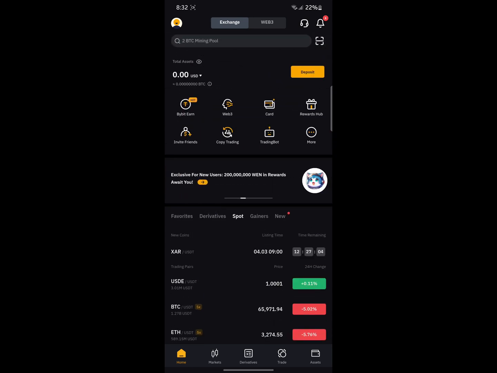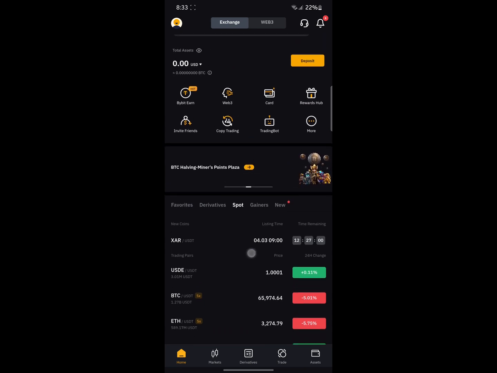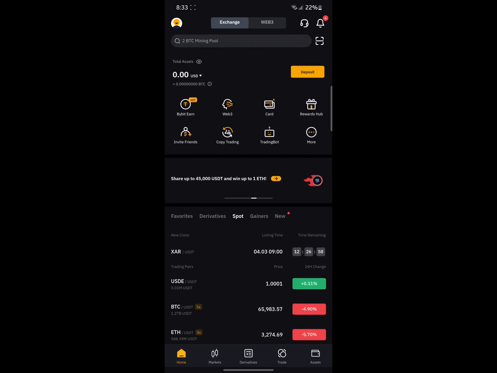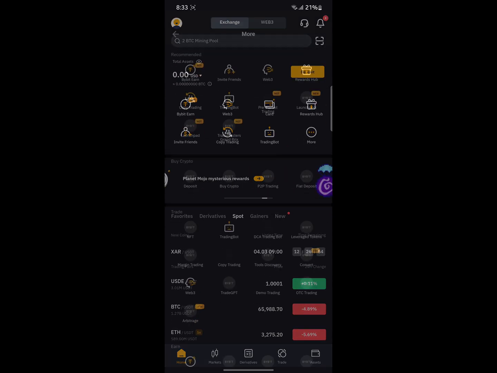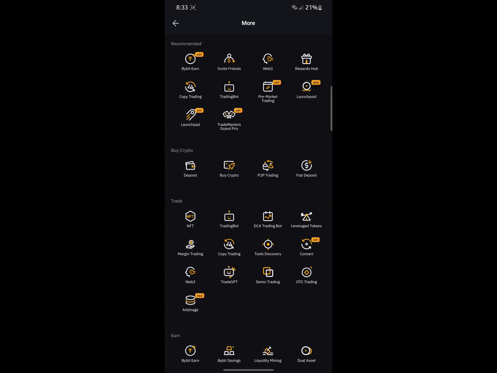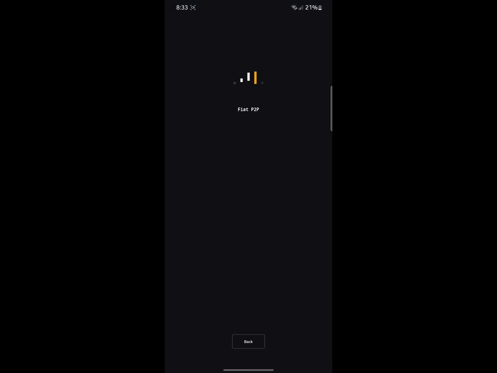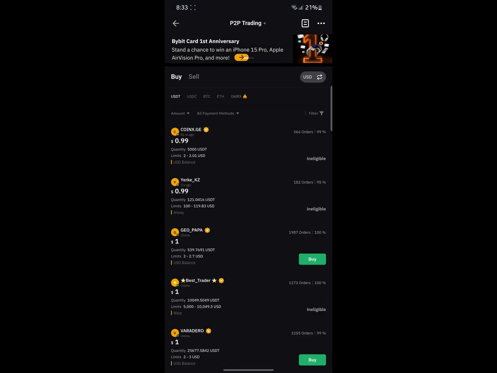So basically, it's not as easy as it seems. In order for you to get started, I'm sure most of you might already know how to get to the P2P section. But if you don't know, on the home section of the app, you click on More. Then from More, you're going to see the Buy Crypto section. Click on P2P trading. So now on this P2P trading, this is what you need to know in order to make money from the Bybit P2P.